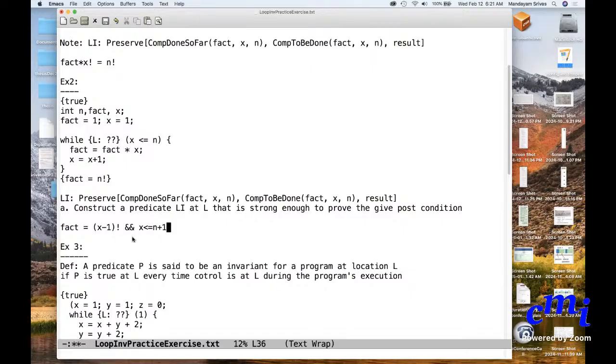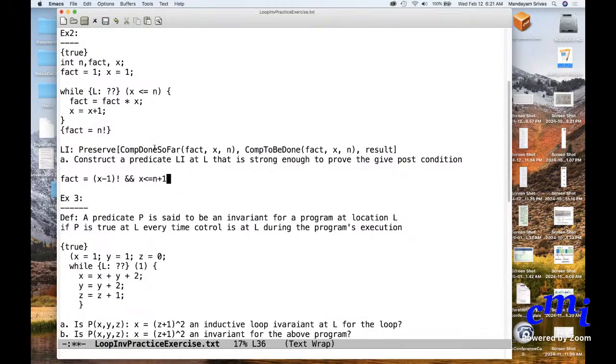So this is a very good illustration that sometimes you may find a predicate which is inductive, but may not be strong enough for you to prove the post condition, and you may need to strengthen it by looking at what additional information you need, by looking at the loop condition or some other information. Okay, so any questions there?